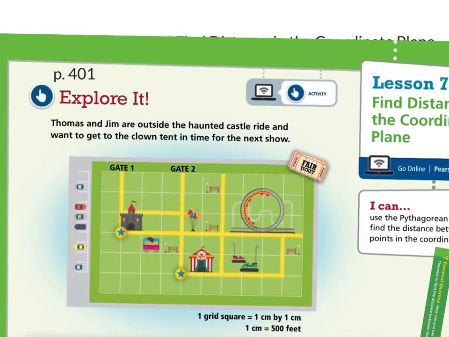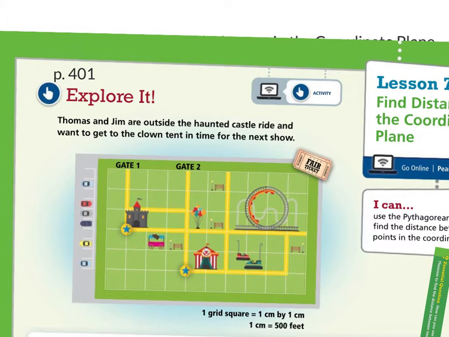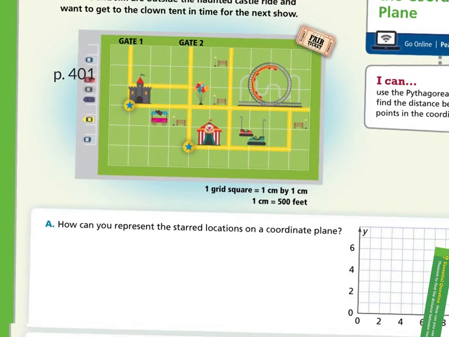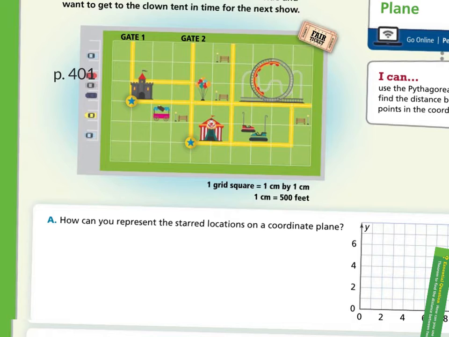If you look on 401, Thomas and Jim are outside the haunted castle ride and want to get to the clown tent in time for the next show. How can you represent the starred locations on a coordinate plane? Well, we could make this our origin and think about how we go from there. So 1, 2, 3, 4, 1 would be the clown tent, and then 1 over and up 3, so 1, 3 would be the haunted castle ride.